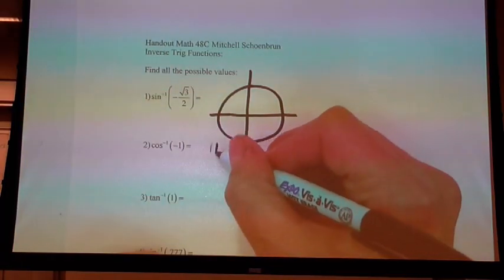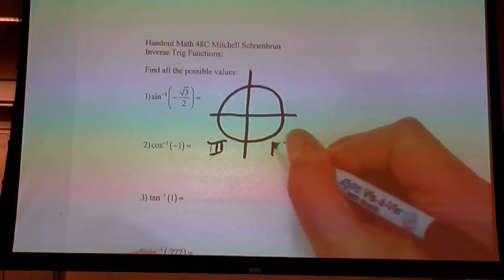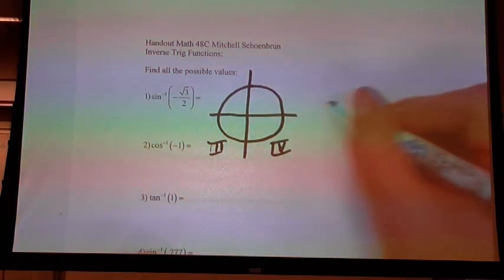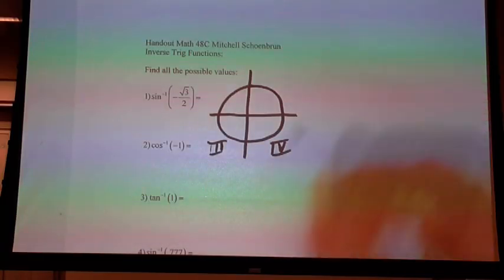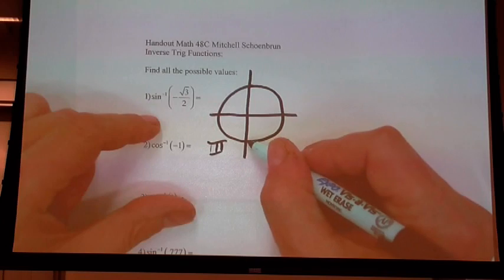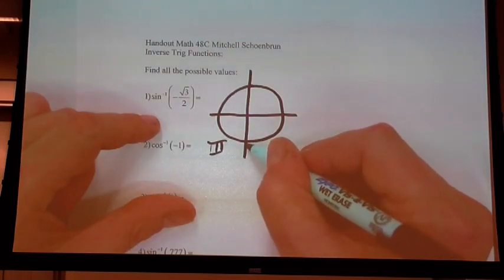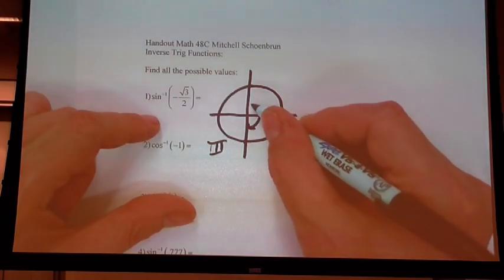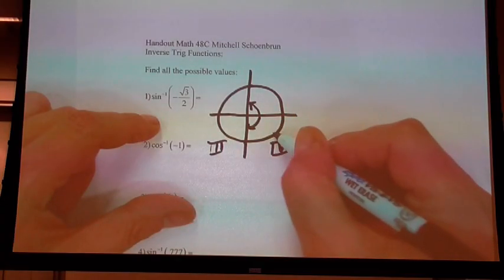Third and fourth quadrant, very good. And in particular, we find the principal value in the fourth quadrant because, let's take a look at our little diagram here, the range of the inverse sine is minus pi over 2 to pi over 2. So that means we want to look from minus pi over 2 up to pi over 2. But it's going to be negative over here, right?